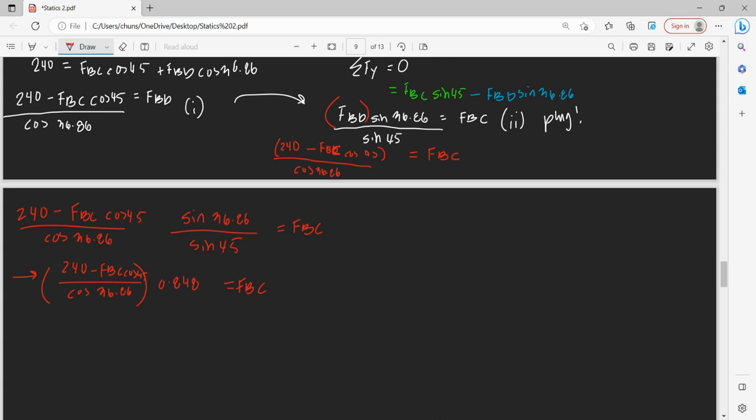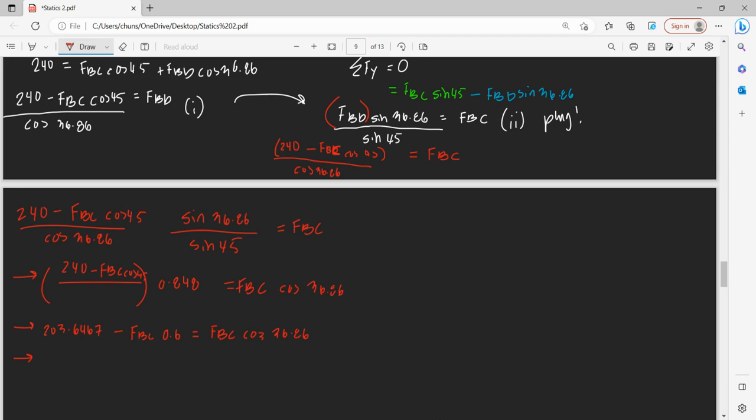Okay, and then let's move that to the other side. So let's move this here. 240 times. So then we're going to distribute that into there. So this is 203.6467 minus FBC cos 45 times 0.6 equals FBC cos 36.86.